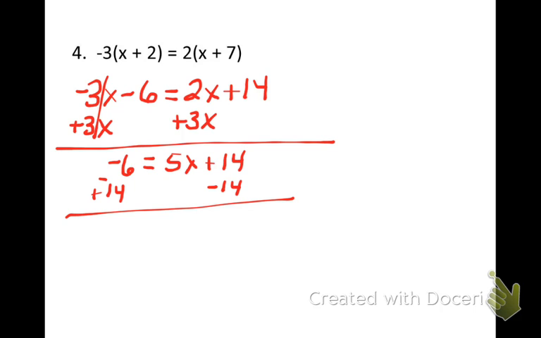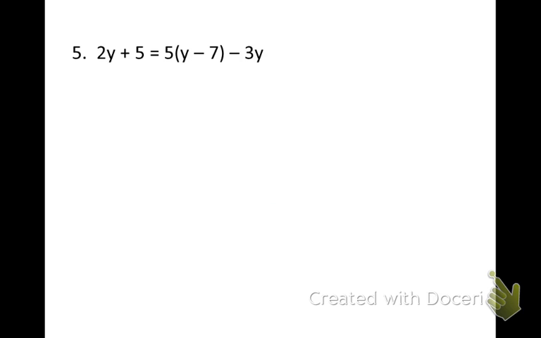Add the opposite. This gives me negative 20 equal 5x. And then if I divide by 5, I'm going to get negative 4 equal x. So if you choose to do it another way, you will get the same answer as long as you follow all the steps and keep all your signs straight. It doesn't really matter which way you choose to do it, as long as you do one step at a time and show me what you're doing.